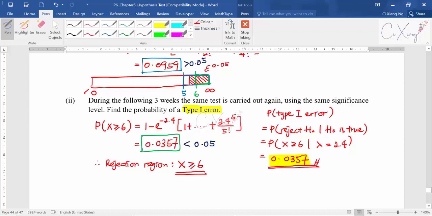In the next video, which will be our very last video for this chapter, when we are having a large mean in Poisson distribution, we are going to change it to normal. So how are we going to carry out the calculation for errors and also the rejection region in the normal distribution?